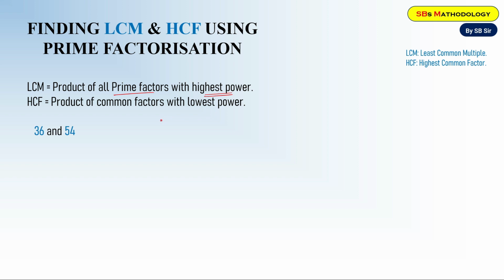And what is HCF? Product of common factors. If we factorize these two numbers, they will be uniquely represented. So if there exists any prime number which is common to them, we have to take that number with its lowest power, and by making their product we will get the HCF. This is the process. Now let us understand this process with an example.